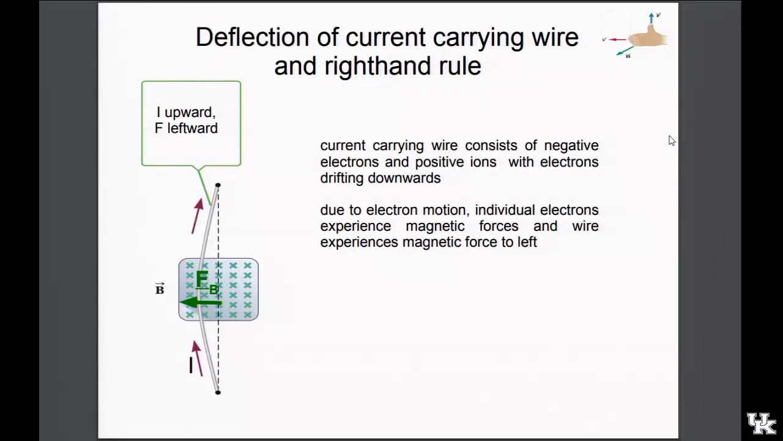So the force on the current is towards the left. The right-hand rule for the field equation, F equals ILB sine theta, tells me that there's a force on the current towards the left.